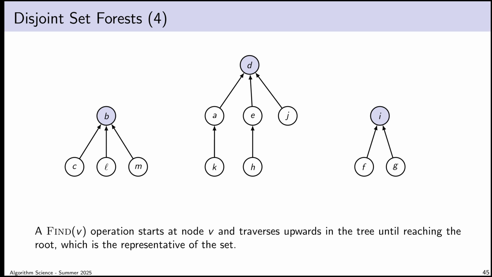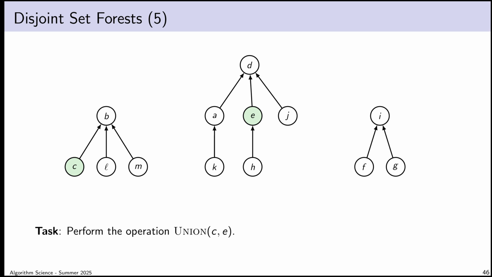All right, let's talk about the find operation. So the find operation in a disjoint set forest starts at some node. So you give me some node and you want to know its representative. So let's say you want the representative for node H. I just traverse upwards until I get to the root of that tree, and then that is my representative. And let's take a look at the union operation. So suppose I call union on C and E. So there's C and there's E.